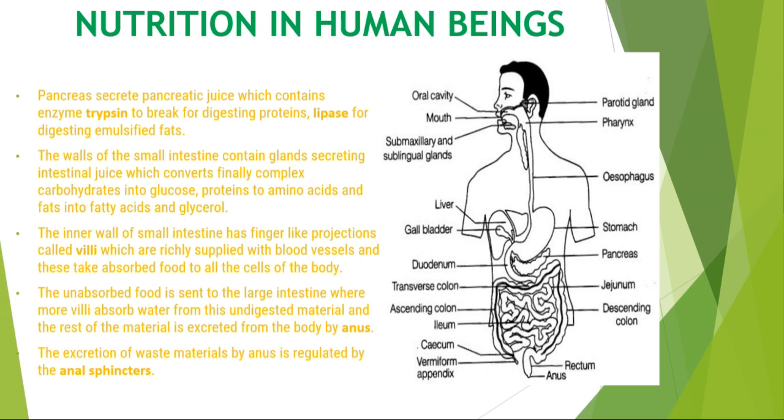The unabsorbed, undigested food is sent to the large intestine, where more villi absorb the water. From this undigested material, the rest is excreted from the body through the anus, and the excretion of waste material through the anus is regulated by the anal sphincters. So this is the fourth and last part of this vital digestion in human beings.